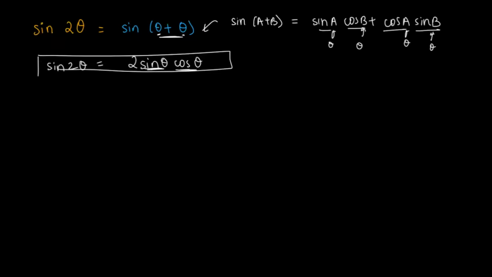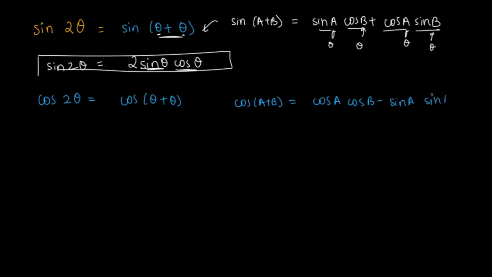If you wanted to figure out the cos of the double angle, cos of 2 theta is equal to cos of theta plus theta. What we know about the cos of a compound angle is that cos of a plus b is equal to cos a cos b minus sine a sine b. So now instead of a's and b's, you will just write theta. Theta here, theta there, everywhere a theta.